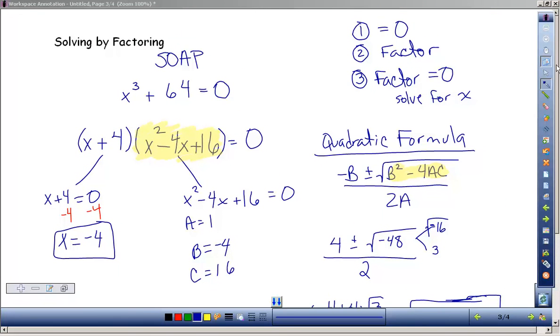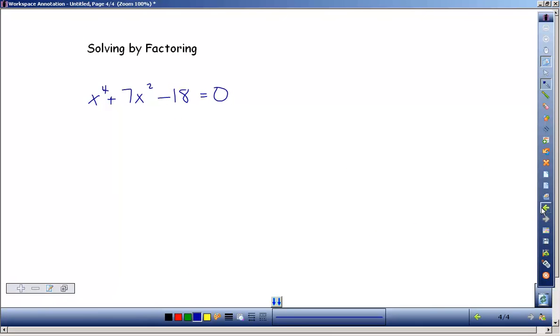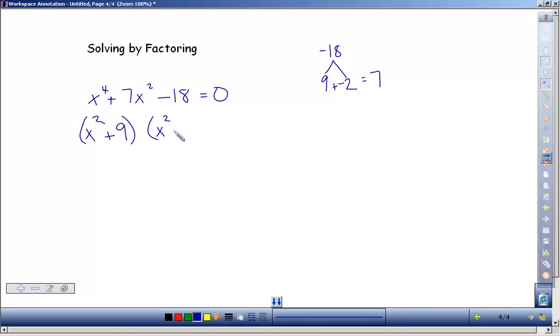So don't forget, factor, get it equal to 0, factor, set the factors equal to 0, and solve. Now we did have one other factoring case. Let's look at the quadratic type. When you've got the quadratic type, it's a trinomial. This is a perfect square. This is half of that power, so this is a quadratic type. So I need 2 numbers that multiply to equal negative 18, but add to equal 7. So I'm thinking 9 and negative 2. That would multiply and then add to equal 7. So that means this must factor to be x squared plus 9 and x squared minus 2.